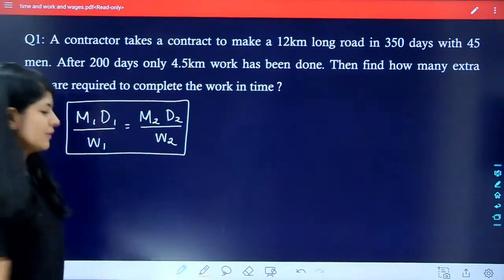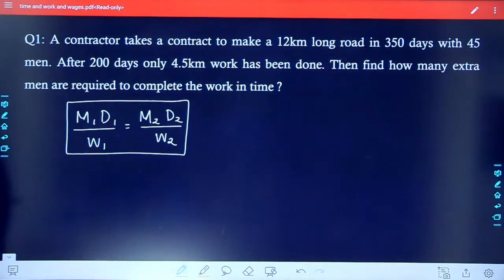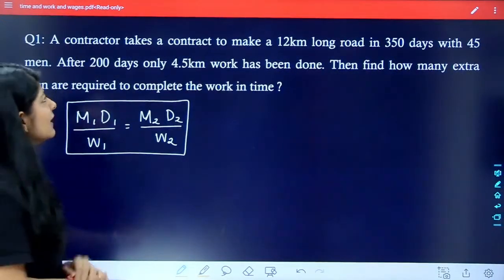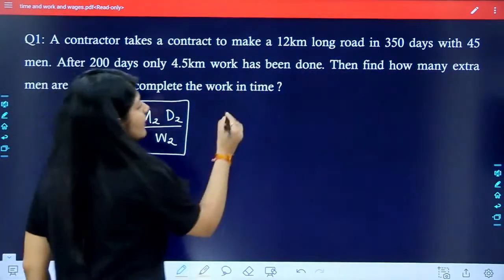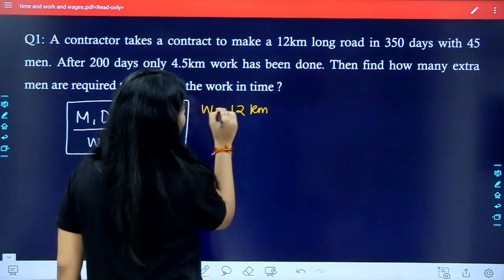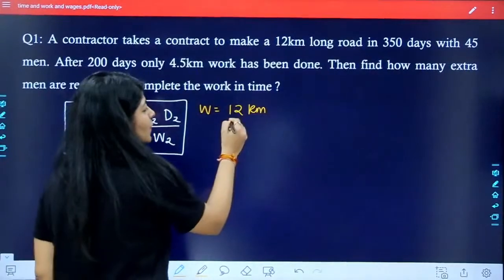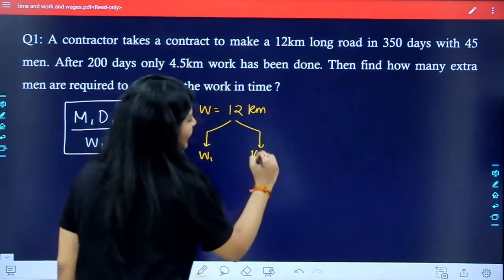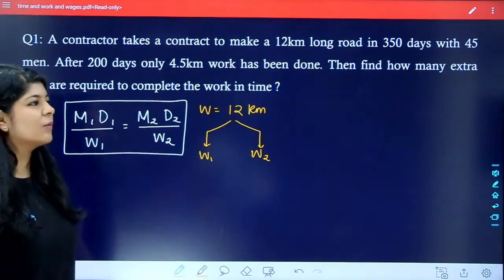Okay, so what we have to do? We have to apply this formula in this question. So it is given that here a contractor takes a contract of total 12-kilometer long road. That means here the total work done is equals to 12 kilometer. Now this work is divided into two parts of W1 and W2, right? W1 and W2. Let's see what is the correct answer over here.